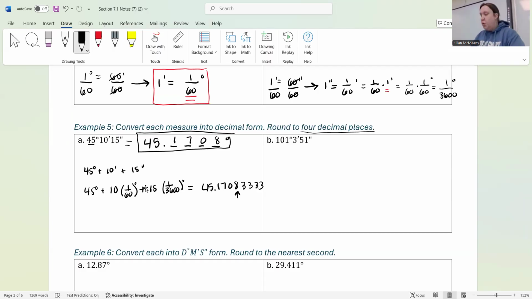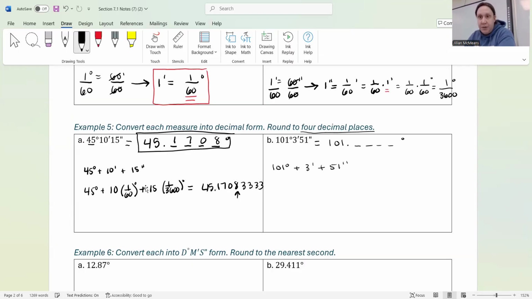Okay, let's do one more just to make sure we're good. So we have 101 degrees, 3 minutes, 51 seconds. So we're looking for 101.4 decimal places degrees. Okay, now remember this 101 degrees, that's going to be the whole number. And then to that, we're going to add 3 minutes, and then we're going to add 51 seconds.